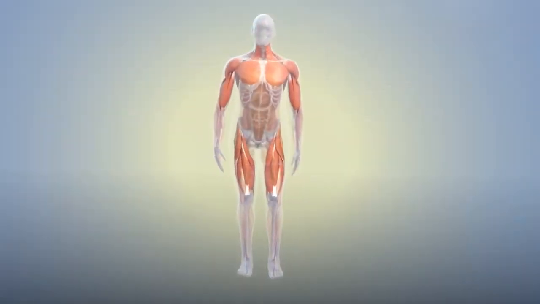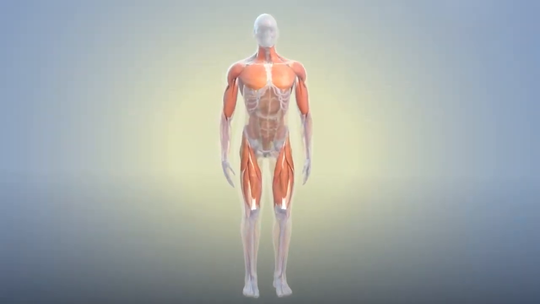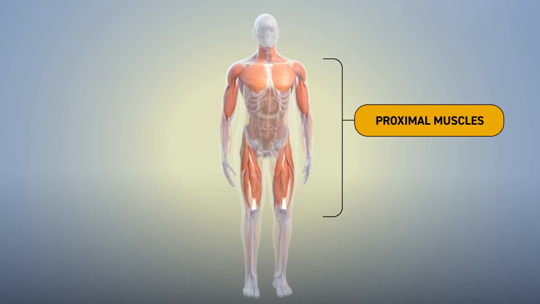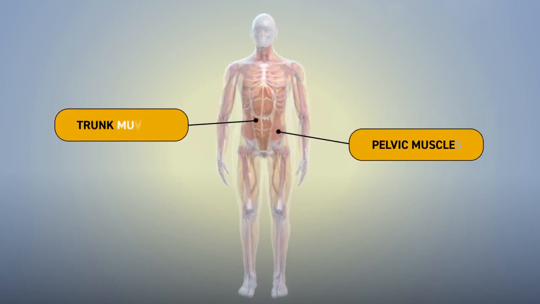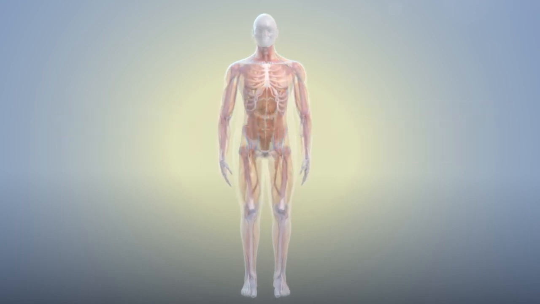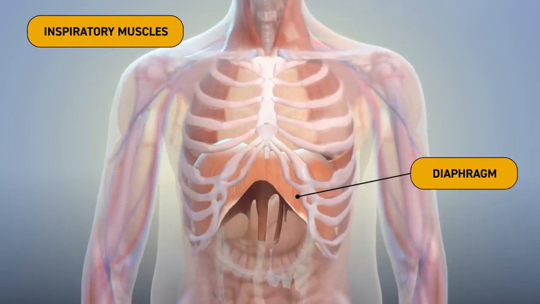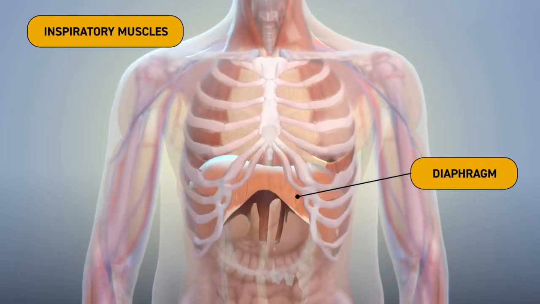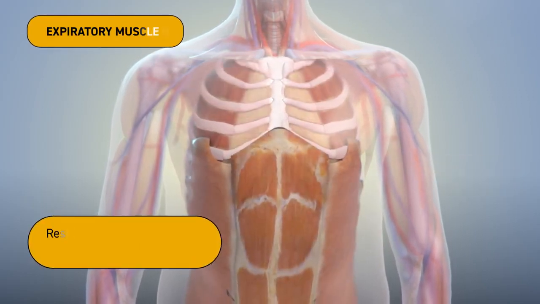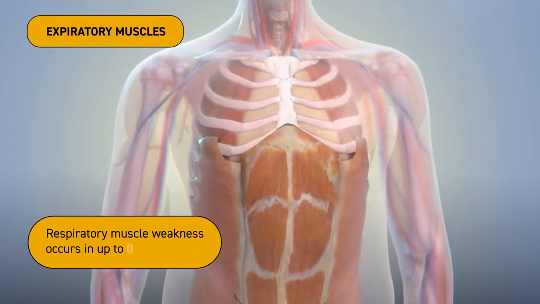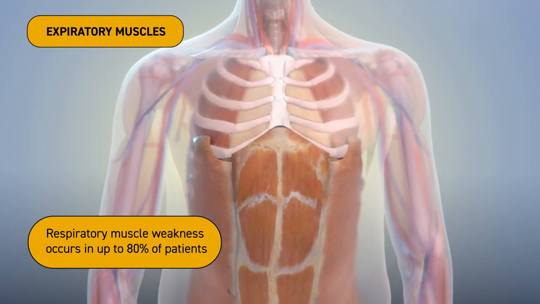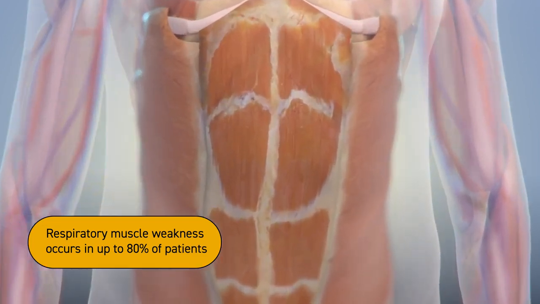In late-onset Pompe disease, or LOPD, progressive weakness in the proximal trunk and pelvic muscles can significantly affect mobility. Progressive weakness also occurs in the diaphragm and other respiratory muscles, affecting a person's ability to breathe. Respiratory muscle weakness occurs in up to 80% of patients, with respiratory failure being the most common cause of death.